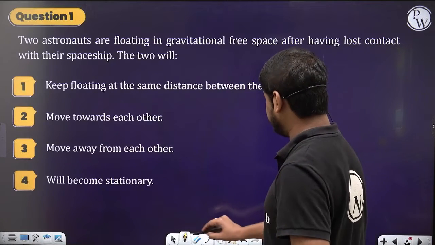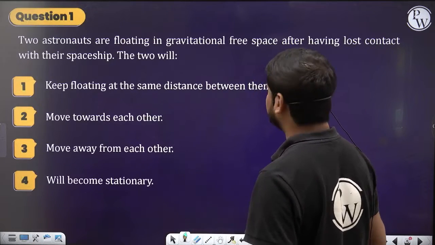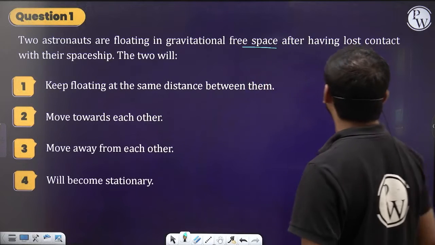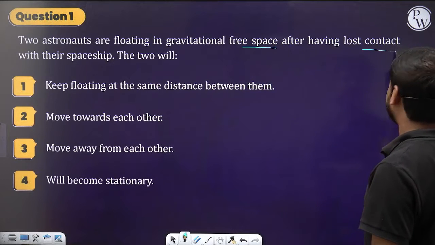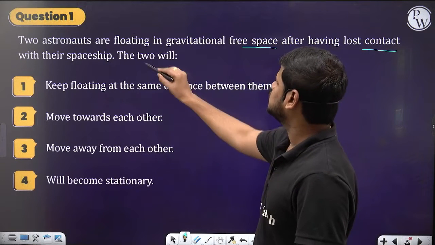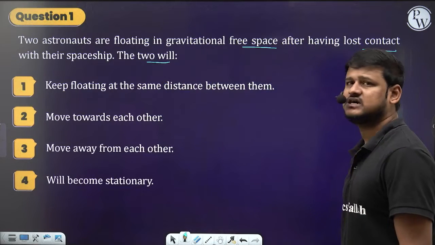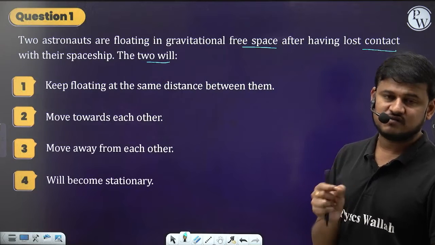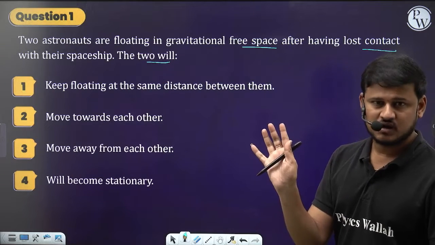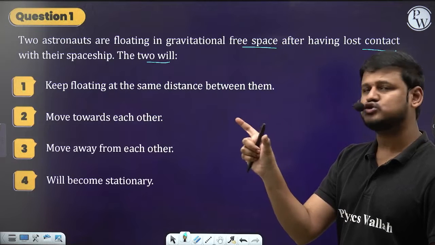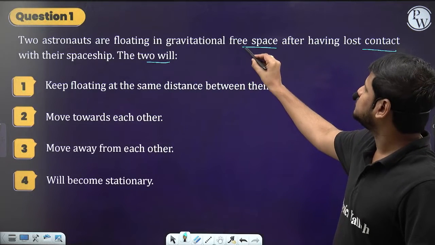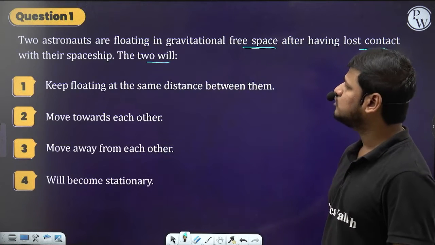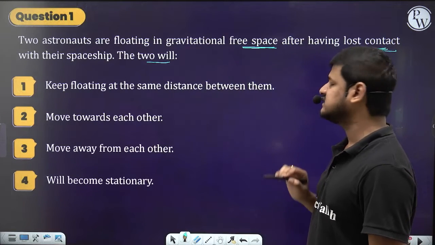Let's take one simple question. What does the question say here? Two astronauts are floating in gravitational free space after having lost contact with their spaceship. What we discussed in the previous slide is that the gravitational force is independent of the medium. Wherever you are, there will be gravitational force between the two masses. So will the two keep floating at the same distance?